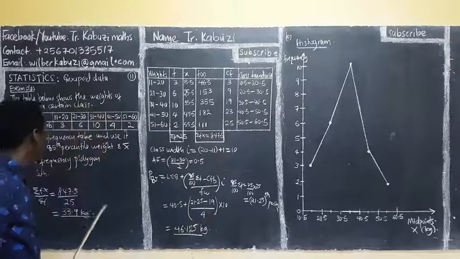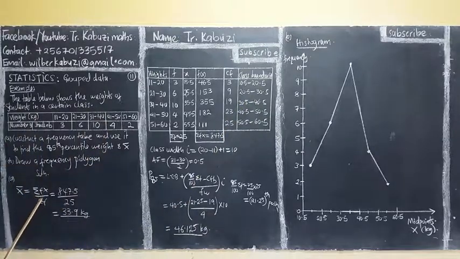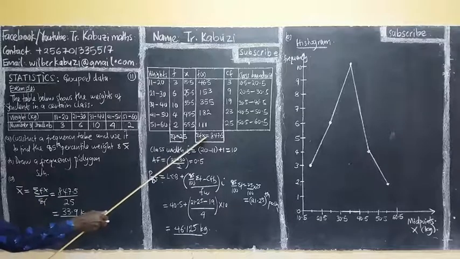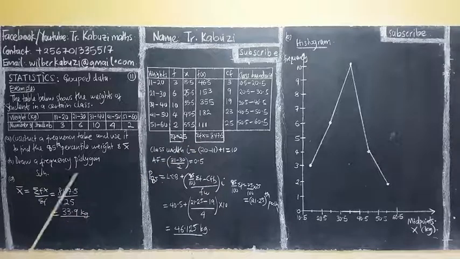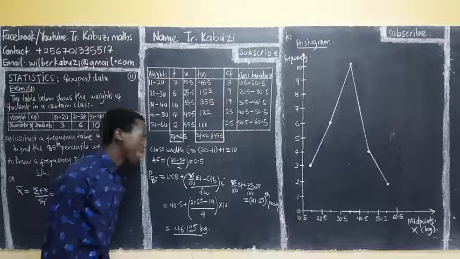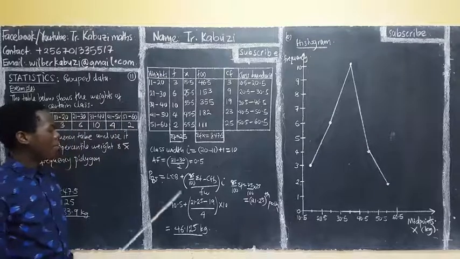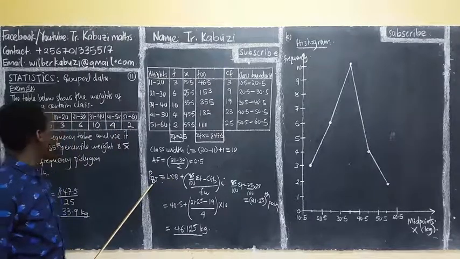How do we get our mean? Our mean is given by summation fx over summation f. We have this there, and we have our summation f here as 25. Then put it there and divide, that's what you get. You put units there.